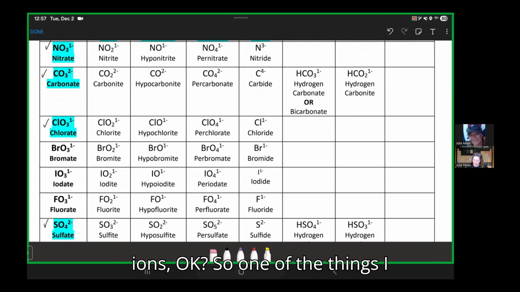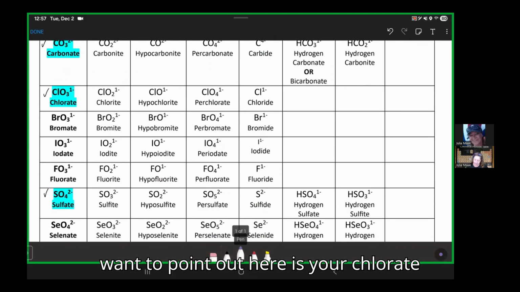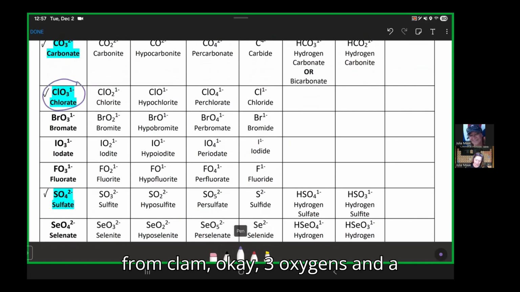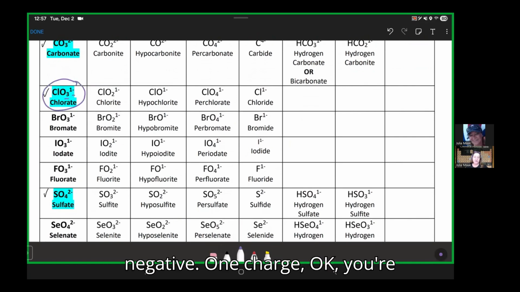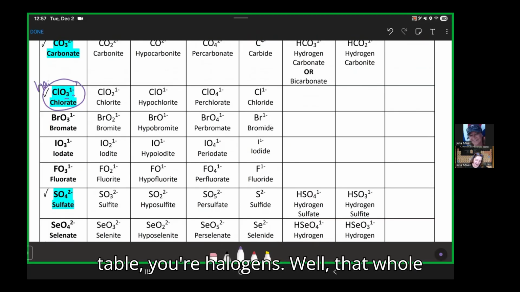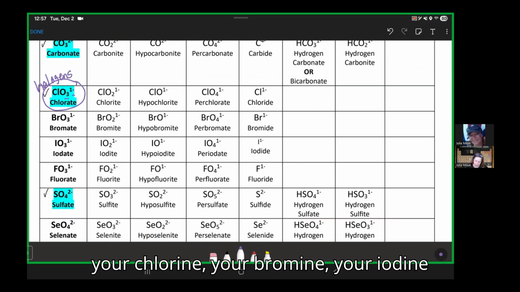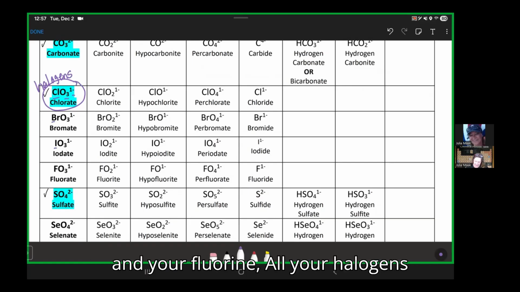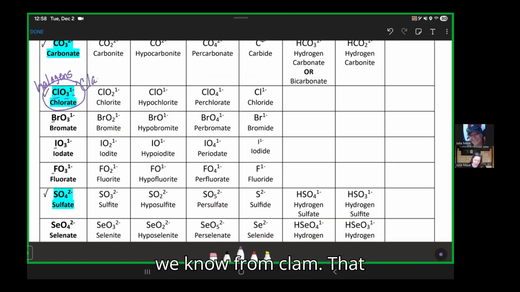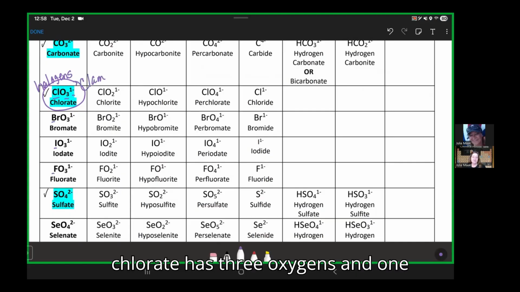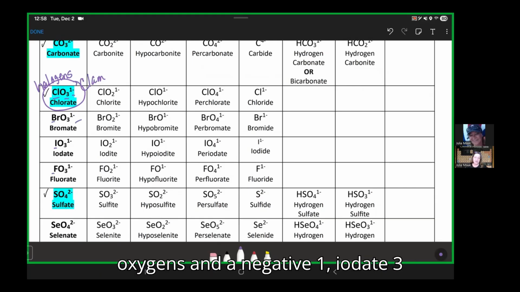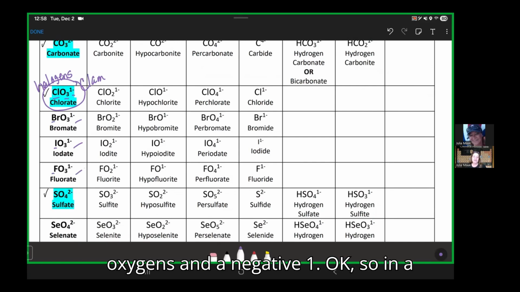So one of the things I want to point out here is your chlorate from clam. Three oxygens and a negative one charge. Your halogens, group 7 on the periodic table, that whole group is exactly the same. So your chlorine, your bromine, your iodine, and your fluorine, all your halogens. We know from clam that chlorate has 3 oxygens and a 1 negative charge. That means bromate, 3 oxygens and a negative 1. Iodate, 3 oxygens and a negative 1. Fluorate, 3 oxygens and a negative 1.